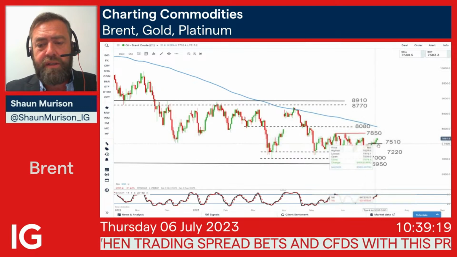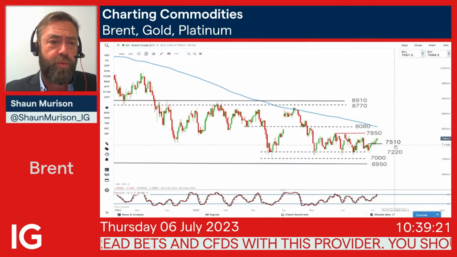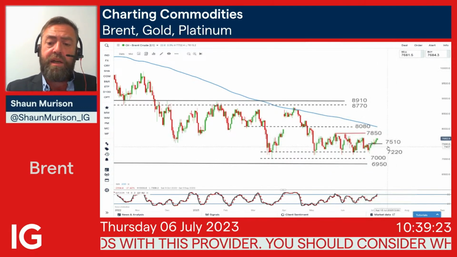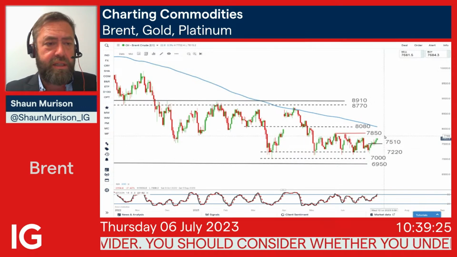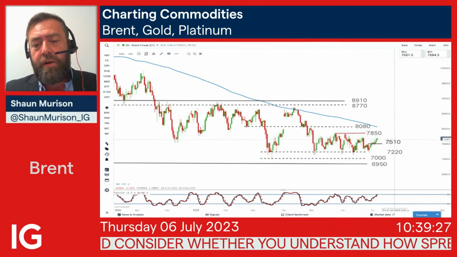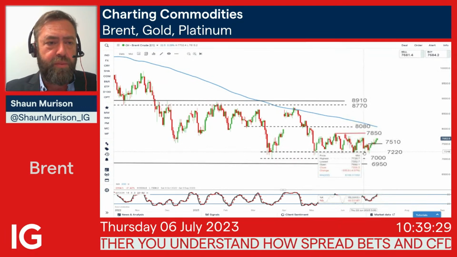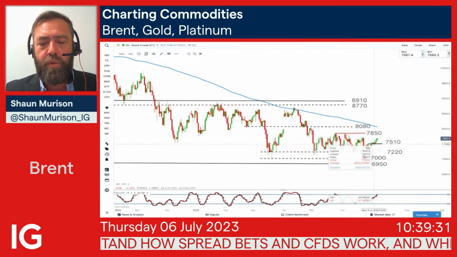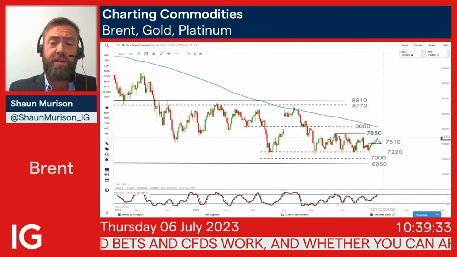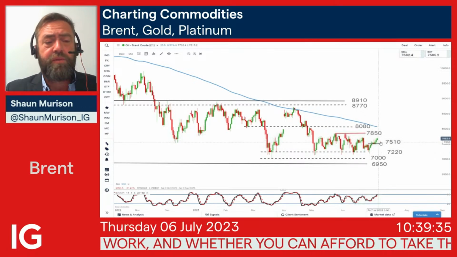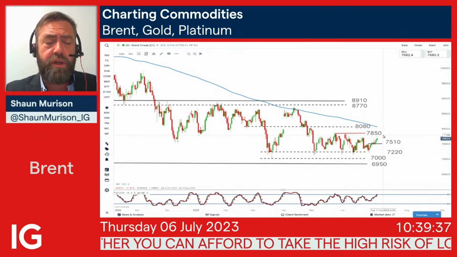We've taken out the $75.10 per barrel mark. We are now moving towards resistance at 78.50. I'm quite happy to sit that move higher out at this point in time, waiting for a bearish price reversal. Again, just waiting for that price to tick back before looking for short entry on Brent crude.